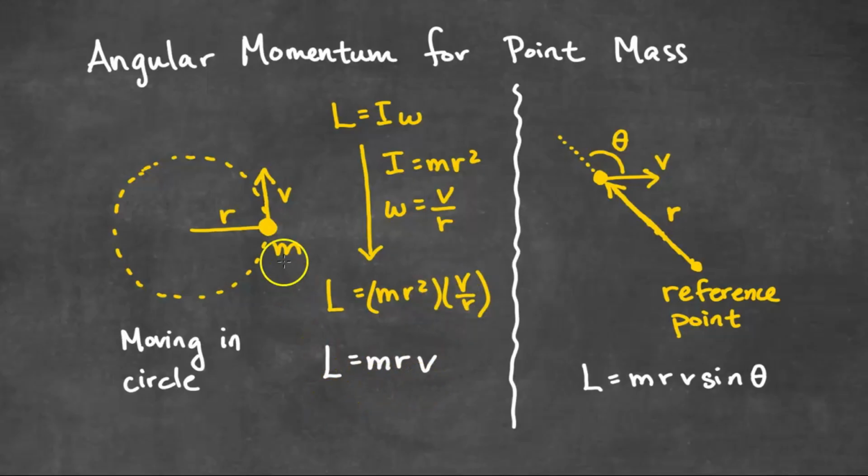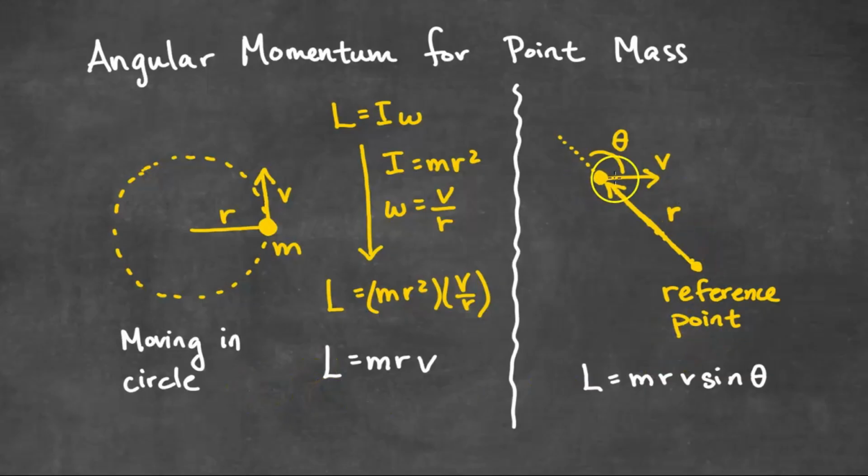So the angular momentum of an object going in a circle is equal to the mass of the object, times r, the radius of the circular motion, times v, the speed of the object. That will give you the magnitude of the angular momentum.